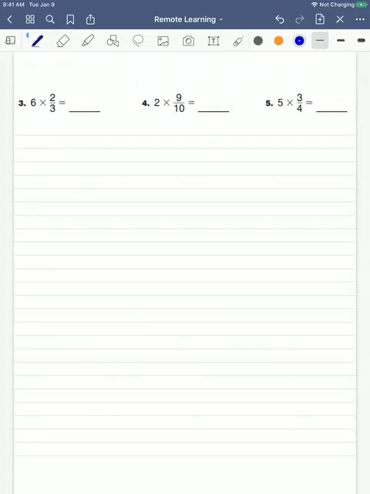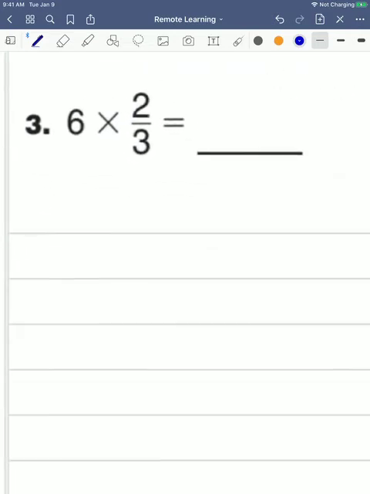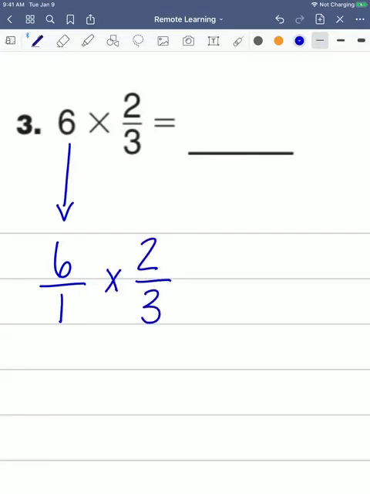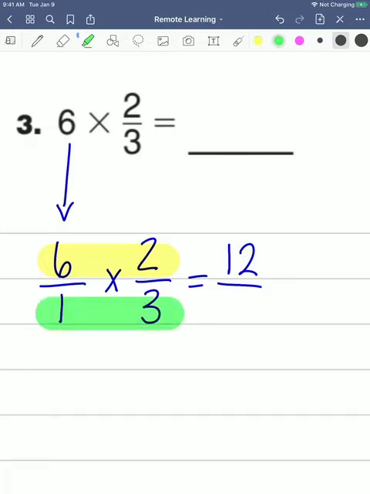Let's do that over here. And you're going to see me continue to write 6 over 1, because truly what we're doing, let me show you. Instead of writing 6, I'm going to write it as 6 over 1. They mean the same exact thing. Then I'm going to multiply it by 2 over 3. And the reason it's important is because you're actually multiplying straight across. So what is 6 times 2? 12. And what is 1 times 3? 3. So 6 times 2/3 is 12/3.